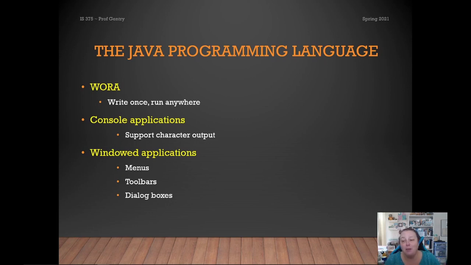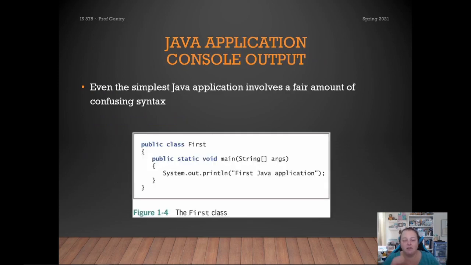Prior to Java, if you wanted a program to run on various operating systems, then the program would have to be written numerous times, okay? Once for each of the different operating systems. Java was also one of the first programming languages to support both console output, such as written text, and we're going to look at both today, and Windows applications with a GUI that include menus and toolbars and dialog boxes. So that's why it makes it very useful and functional.